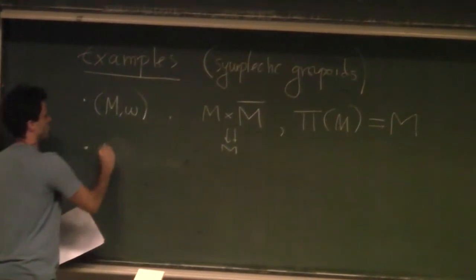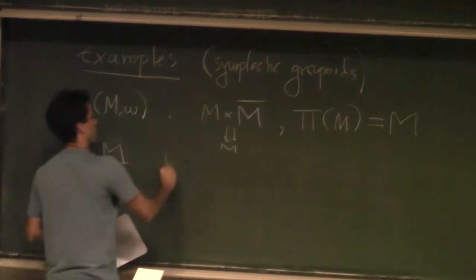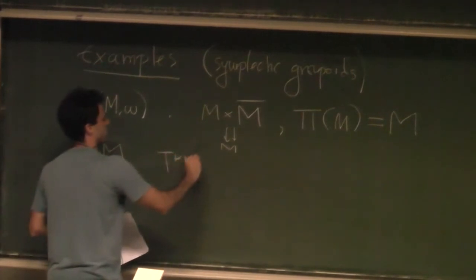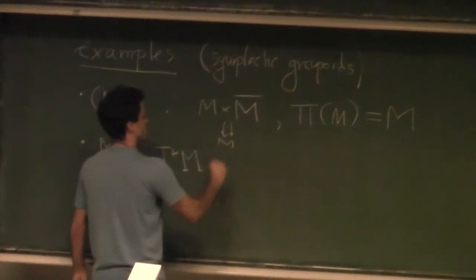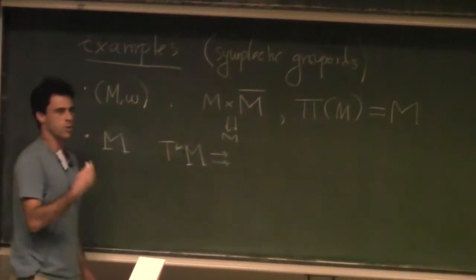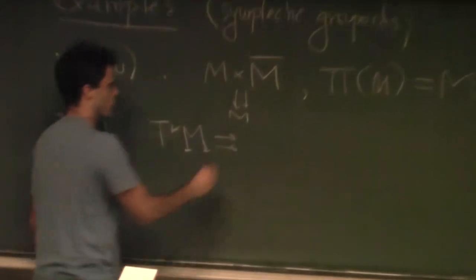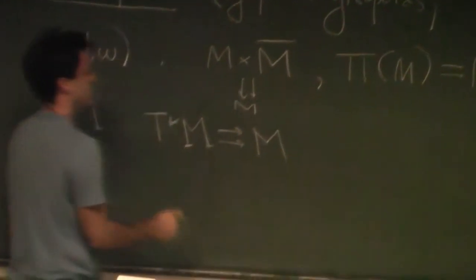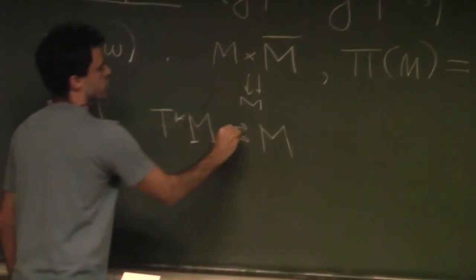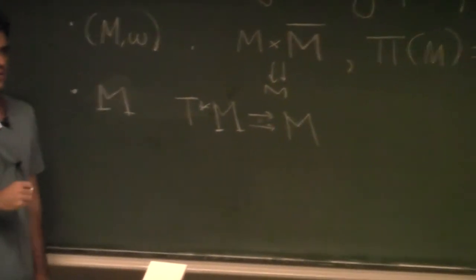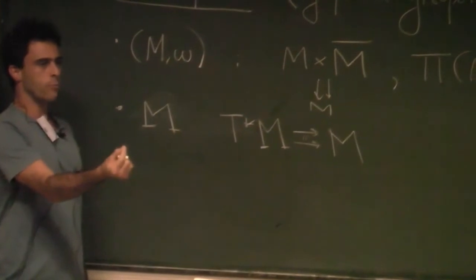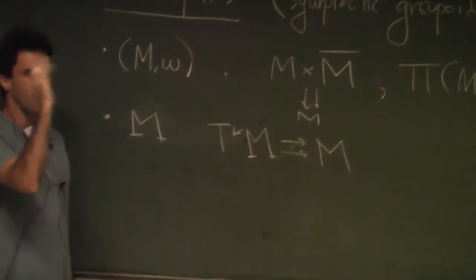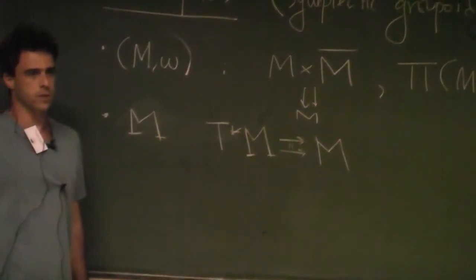So if you take any manifold, and you look at its cotangent bundle, right? So you can see a cotangent bundle, or in fact any vector bundle whatsoever over a manifold, as a groupoid. And the way you do it is that in this case, the source and target are the same, and they are just the vector bundle projection.